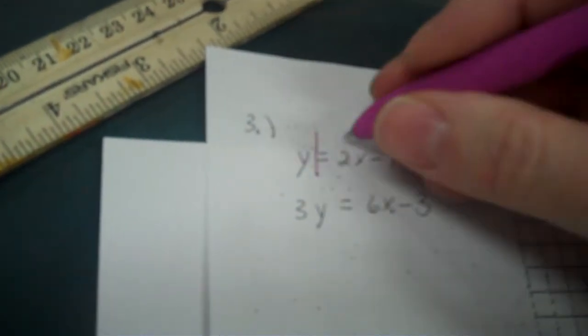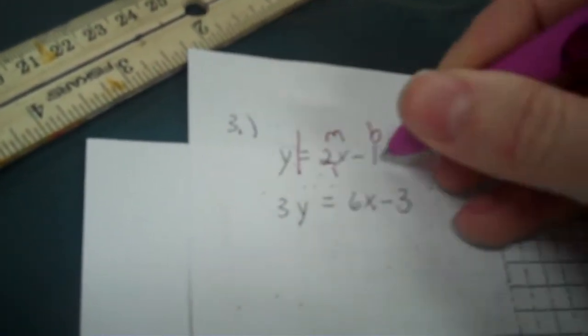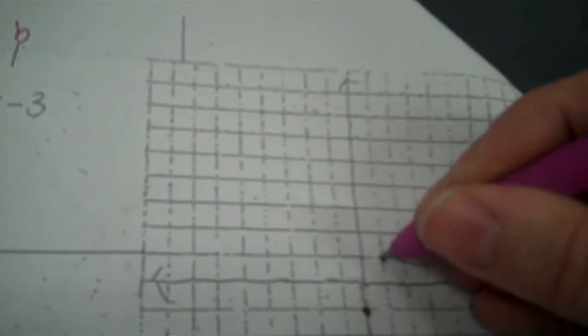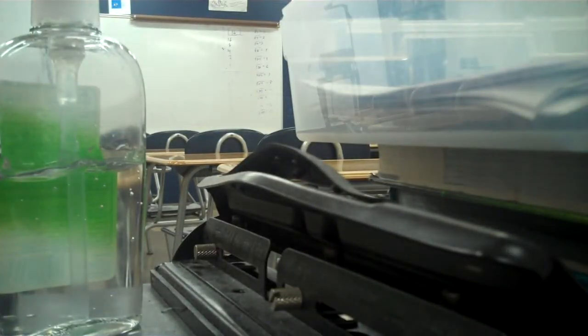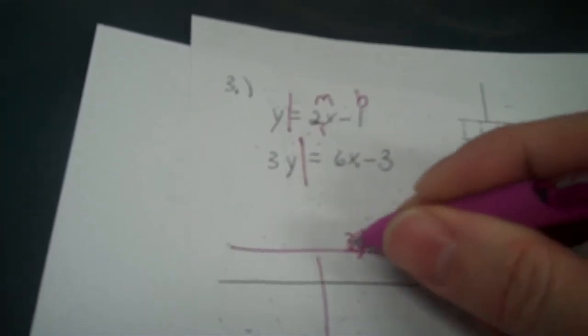Okay, number 3. First equation's good to go, okay? Y is by itself, m and b. Y equals mx plus b. Then up 2, forward 1. And that line represents all solutions to the first equation. Now I need to draw a line that represents all solutions to the second. Y is not by itself, I'm making a table. I don't need this side. I was able to graph that without the table.